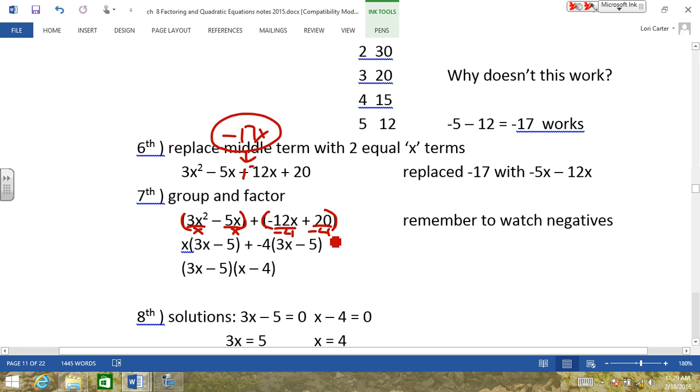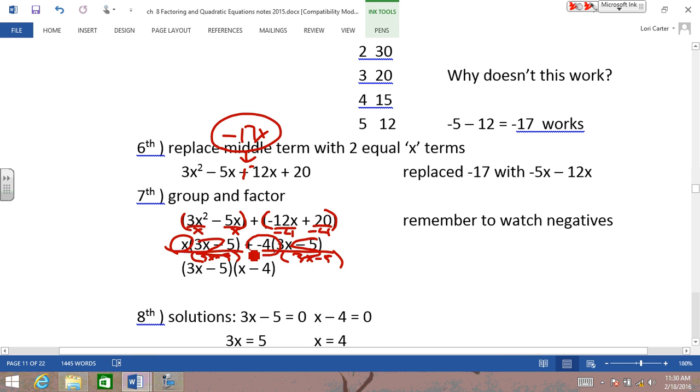What do I want to happen right here? How do I know if I'm right? If the parentheses match. Do they match? Yes. So what am I taking out? 3x minus 5. Good. So the 3x minus 5 goes in front. It's gone here and here. What am I left with? X plus or minus 4. Is that it? Are we done?